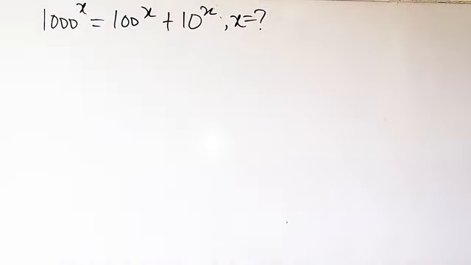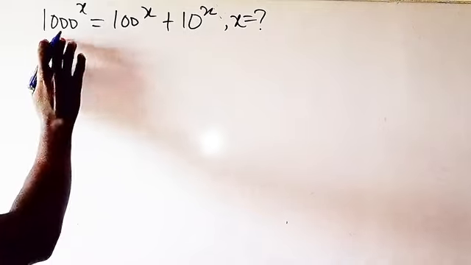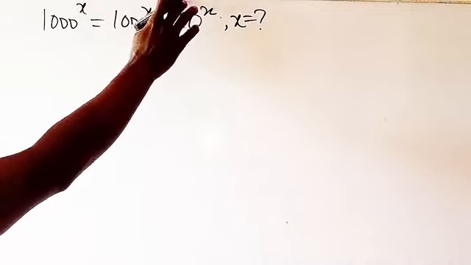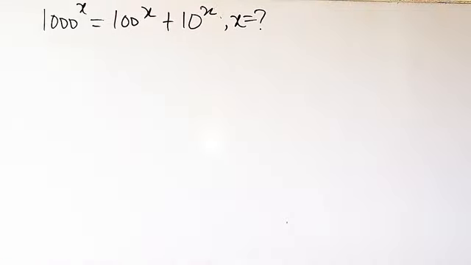Hello, we want to solve this exponential equation: 1000 to the power of x equals 100 to the power of x plus 10 to the power of x. So now, how are we going to solve this problem?